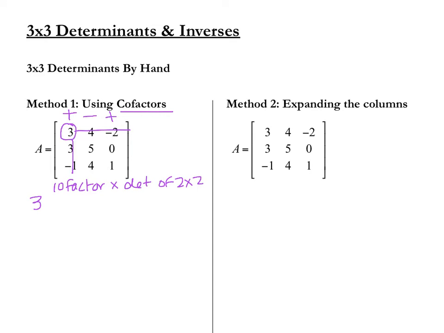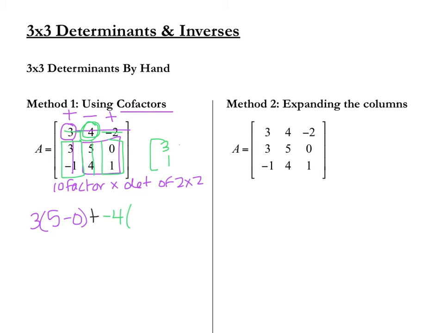So that's going to be 3 times the determinant of that little matrix down here that gets formed, which would be 5 minus 0. And then we're going to add that with moving on to the next cofactor, looking at 4, but that's really going to be negative 4. And if I cross off that column and that row, I'd be looking at this matrix right now: 3, negative 1, 0, 1. So that determinant is going to be 3 minus 0.